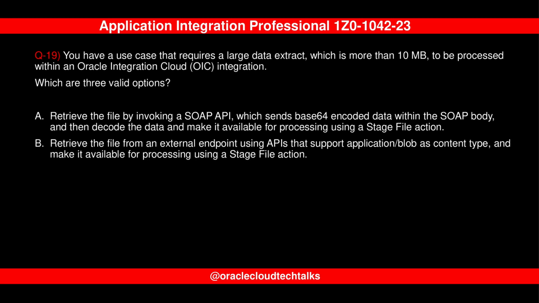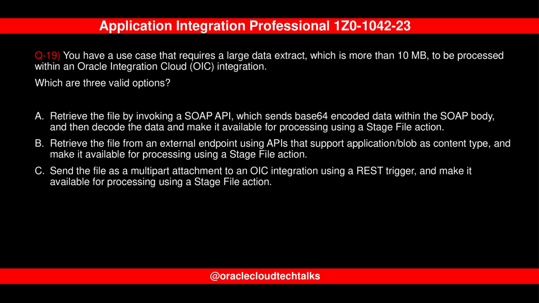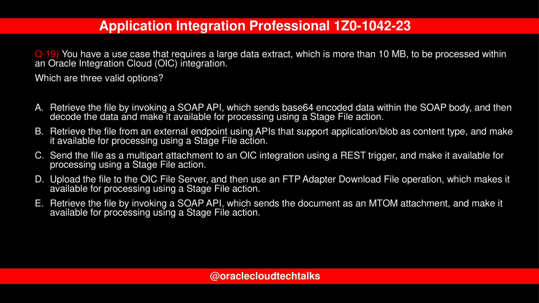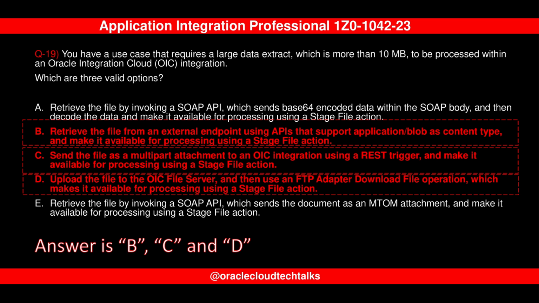B. Retrieve the file from an external endpoint using APIs that support application blob as content type, and make it available for processing using a stage file action. C. Send the file as a multi-part attachment to an OIC integration using a REST trigger, and make it available for processing using a stage file action. D. Upload the file to the OIC file server, and then use an FTP adapter download file operation, which makes it available for processing using a stage file action. E. Retrieve the file by invoking a SOAP API, which sends the document as an MTOM attachment, and make it available for processing using a stage file action. Answer is B, C, and D.